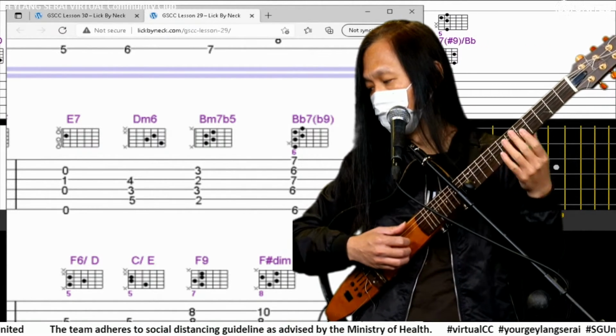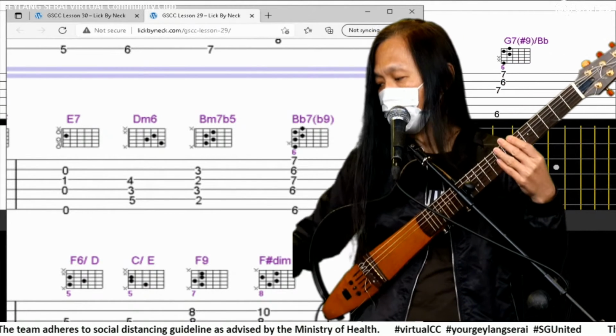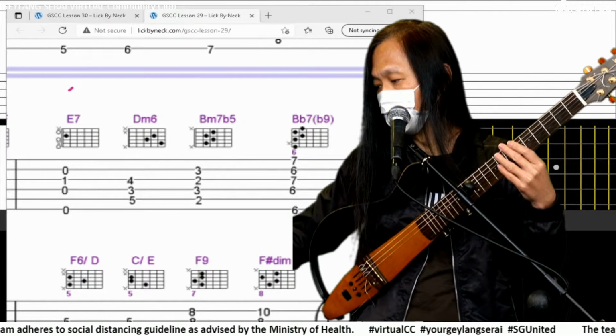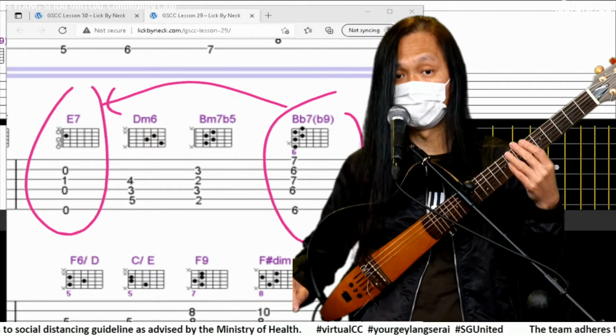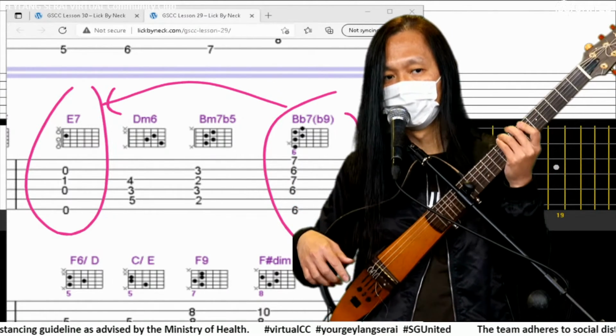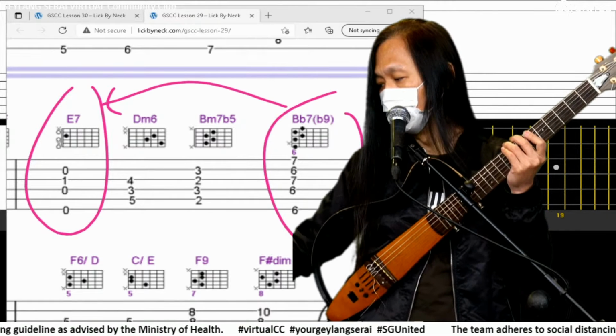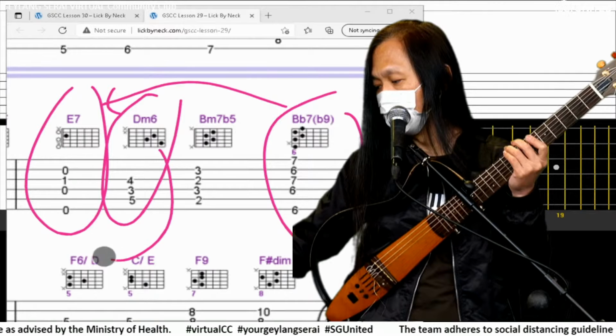This is the B flat 7. E7, this is the again. This is a flat 5 substitution of this E7. Like E and B flat is a flat 5 substitution. And this one over here, this is inversion of this guy.